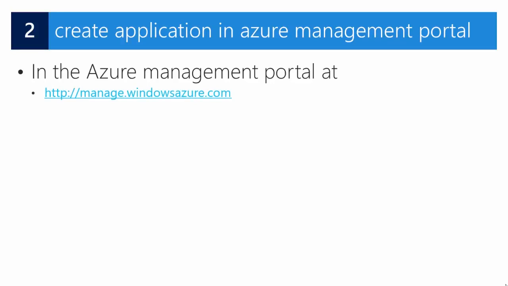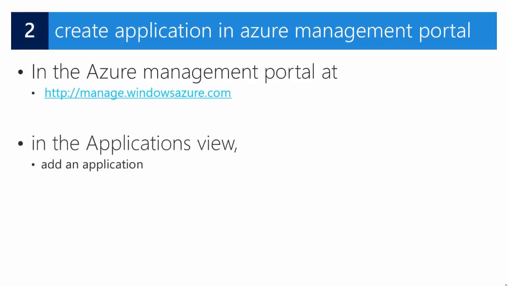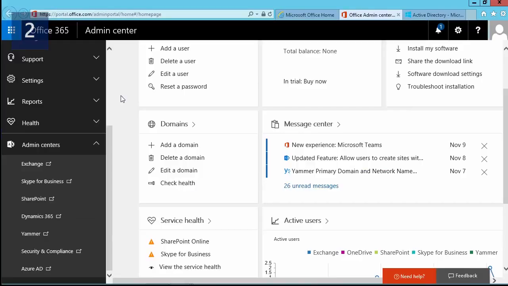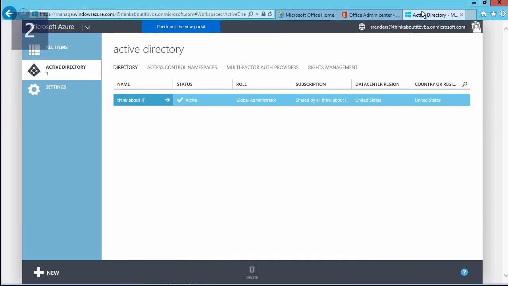You can go to the portal using this URL. In the Applications view, you need to add an application, and you can use the Add Application wizard to do it. Let's have a look. In your Office 365 Administration Center, you can go to the Admin Centers at the bottom, and there you select Azure Active Directory. And now you will end up in your Azure Active Directory administration.